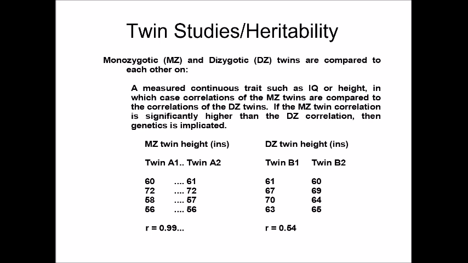In contrast, the DZ twins only share 50% of their genes, so while their heights will be similar, the correlation will not be as strong. And as you can see here, it is 0.54. So the fact that the MZ twin correlation is significantly higher than the DZ twins tells us that genetics are implicated in this trait.